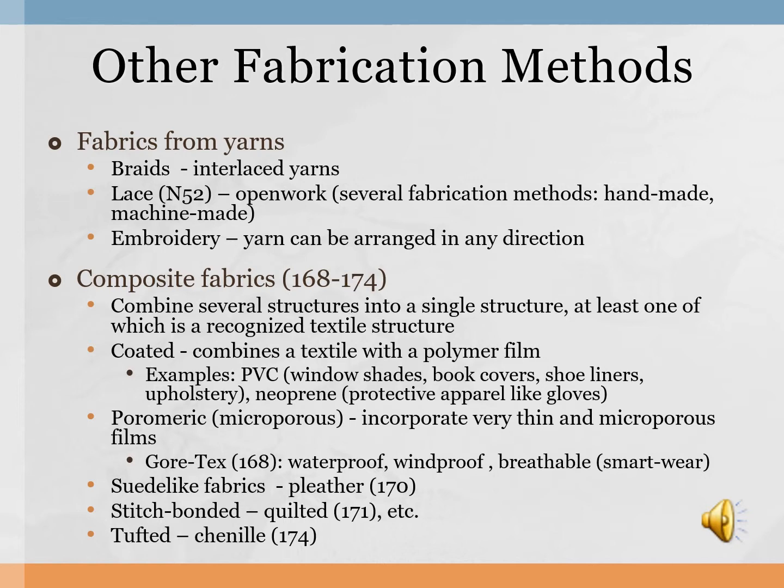Other composite fabrics include suede-like fabrics, so pleather, you have an example of that as number 170. Stitch bonded, which includes quilted fabrics, that sample is 171, and then tufted fabrics, which include chenille, and you get an example of that in 174. So again, there are several other fabrication methods, but these are the primary ones that you need to know for the exam.